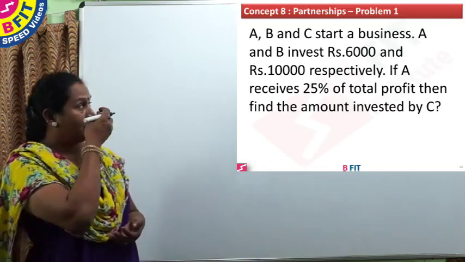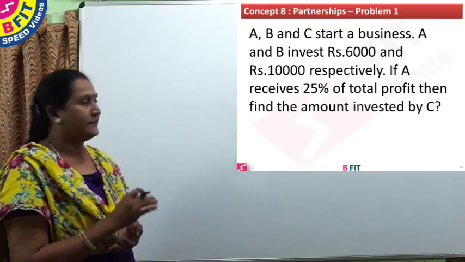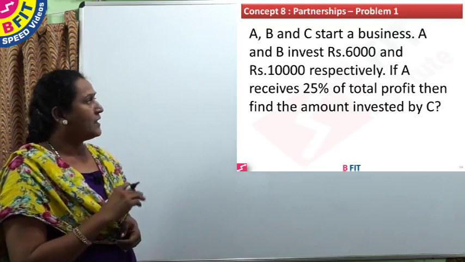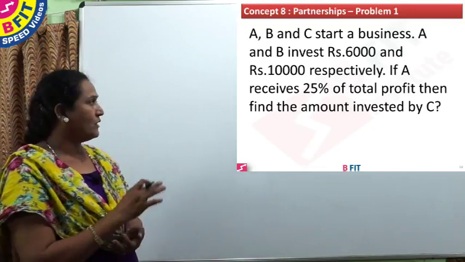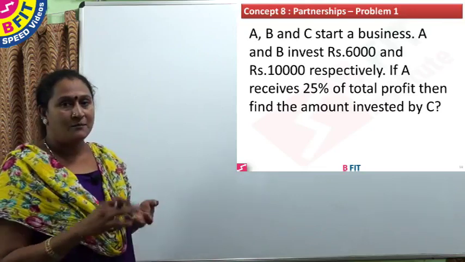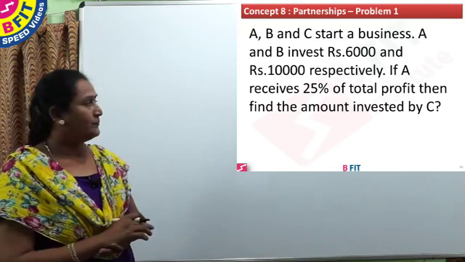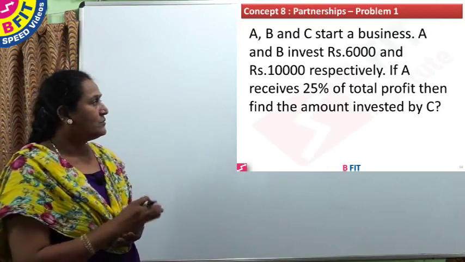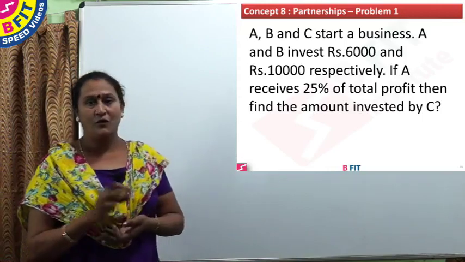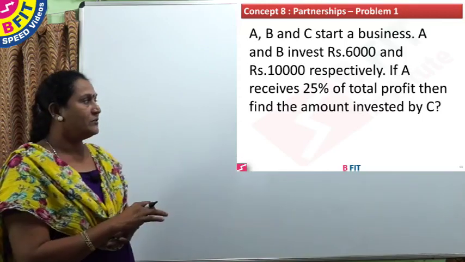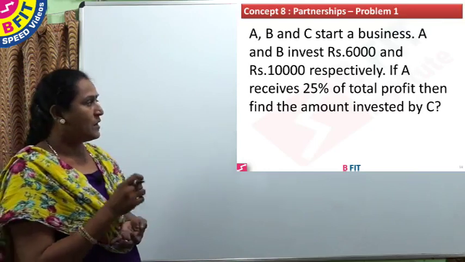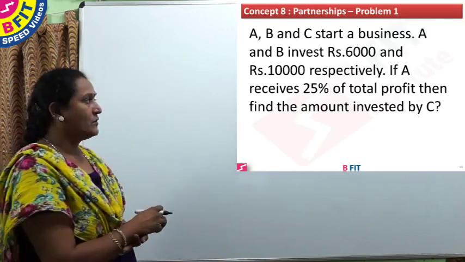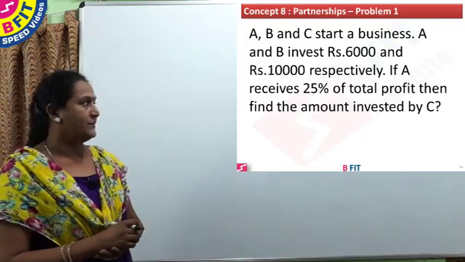So in this question, there are 3 persons, they are entering into a business. A and B's investment is given. So A has invested 6,000, B has invested 10,000. And a part of the profit received by A is given. So A receives 25% of total profit. So with this you have to find out what is the amount invested by C. So we'll see how to proceed with this question.